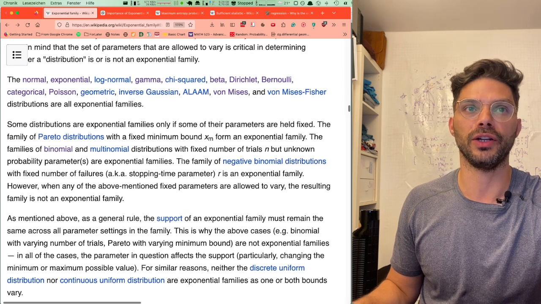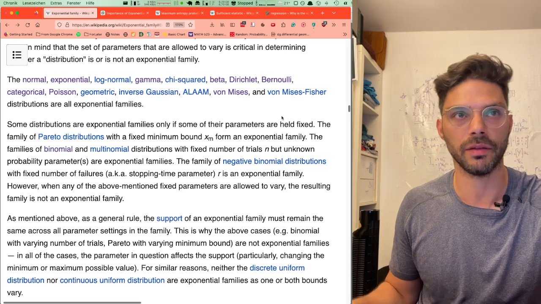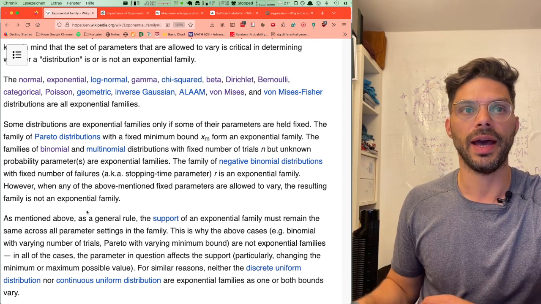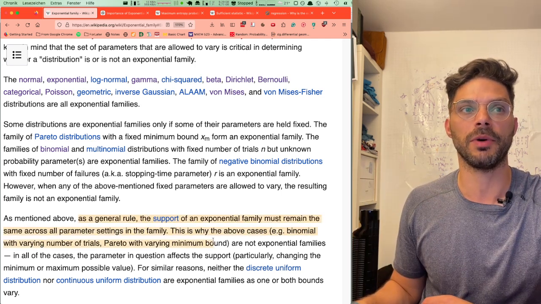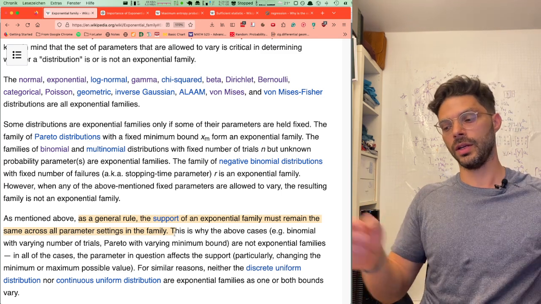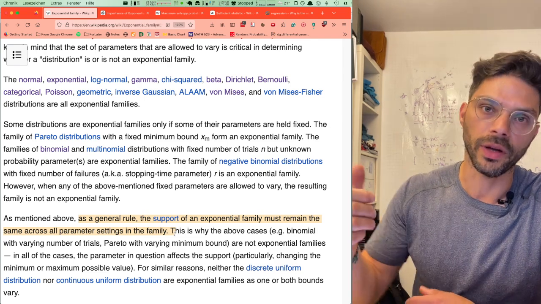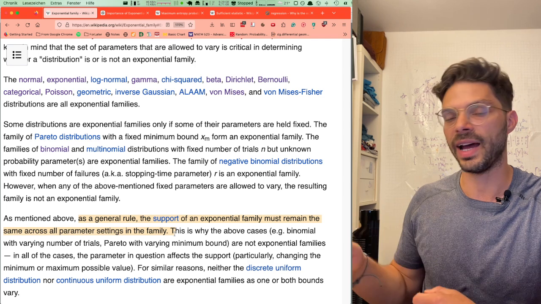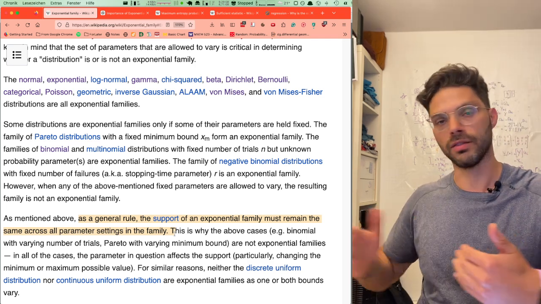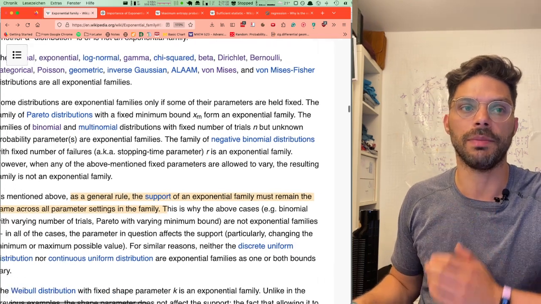This is a bit about how some distributions are exponential families only if some of the parameters are held fixed. This is the fact that we don't want the domain to change. As a general rule, the support of an exponential family must remain the same across all parameter settings in the family. The support just means the range of values over which it is defined. That goes back to the coin toss case. We can't have the number of trials being one of the parameters because that changes the domain, the support of the distribution, the number of values we have to consider. But otherwise, just keep that in mind.